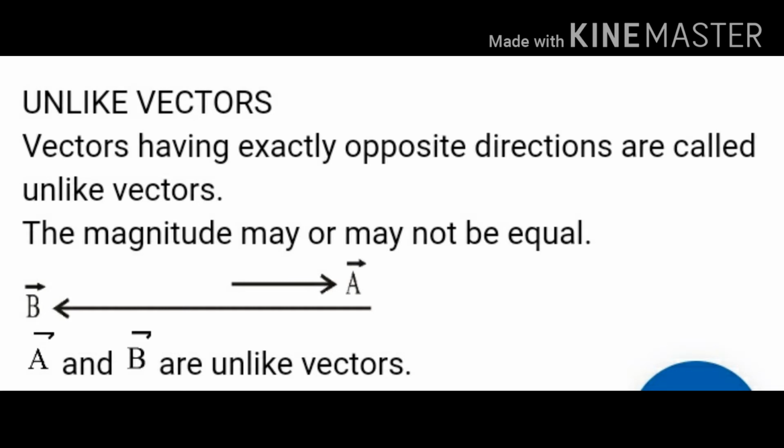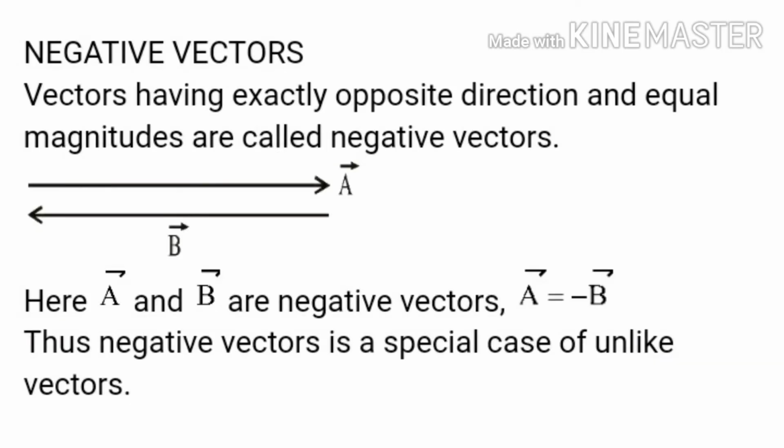Now move to the next one, which is negative vectors. Vectors having exactly opposite direction and equal magnitudes are called negative vectors. Here A and B are negative vectors, which means A vector is equal to minus B vector. Thus, negative vectors are a special case of unlike vectors.